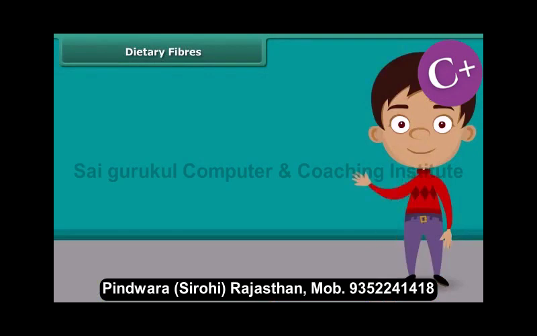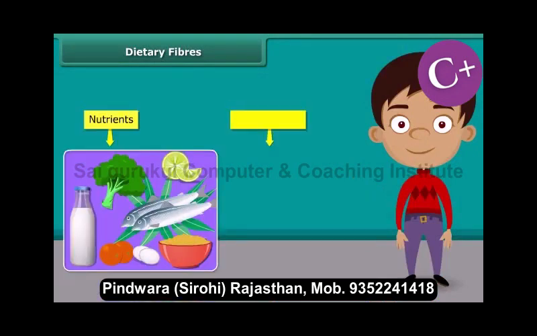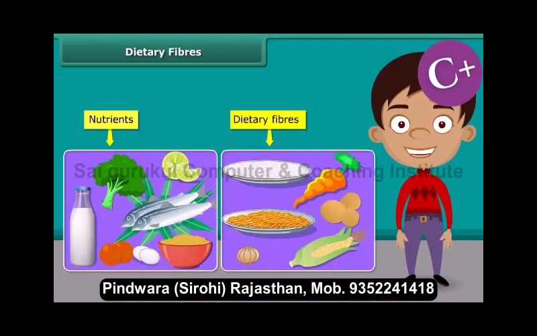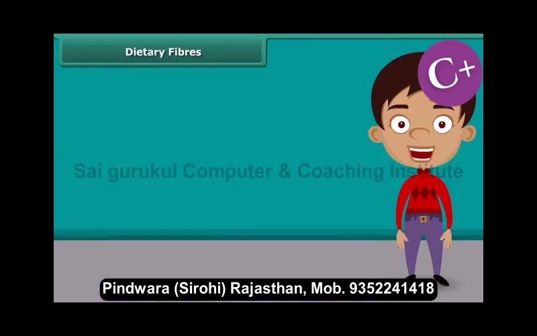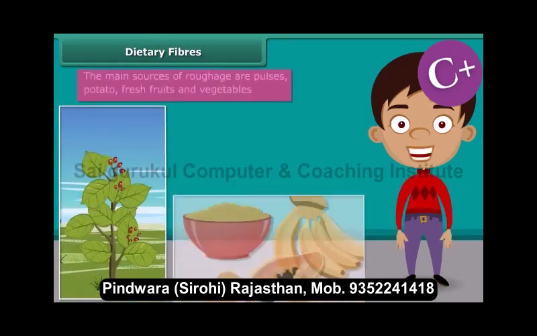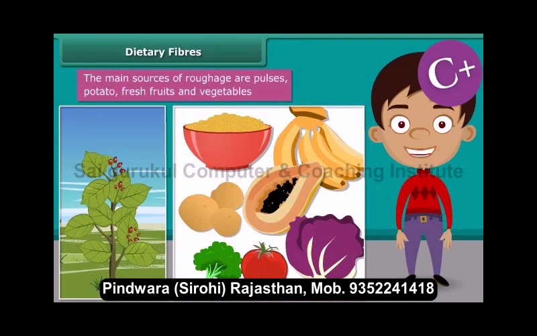Dear friends, do you know that besides nutrients, dietary fiber also play an important role in our body? They are usually known as roughage. You need to know that roughage does not provide any nutrition to our body, but adds bulk. They are found only in plants, pulses, potato, fresh fruits and vegetables as the main sources of roughage. This helps our body to get rid of the undigested food.